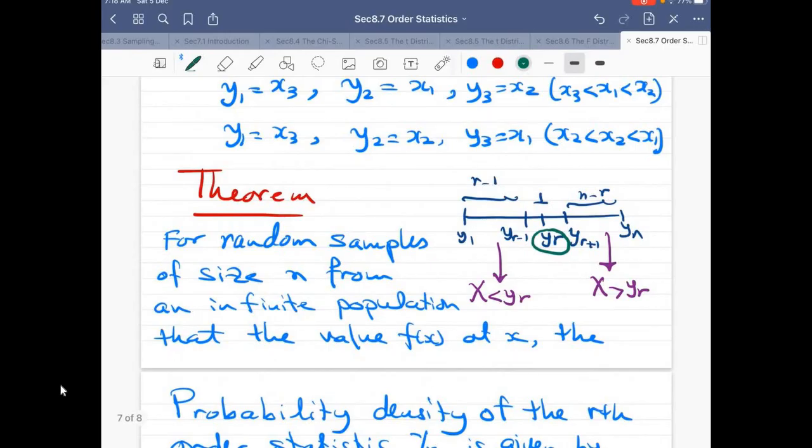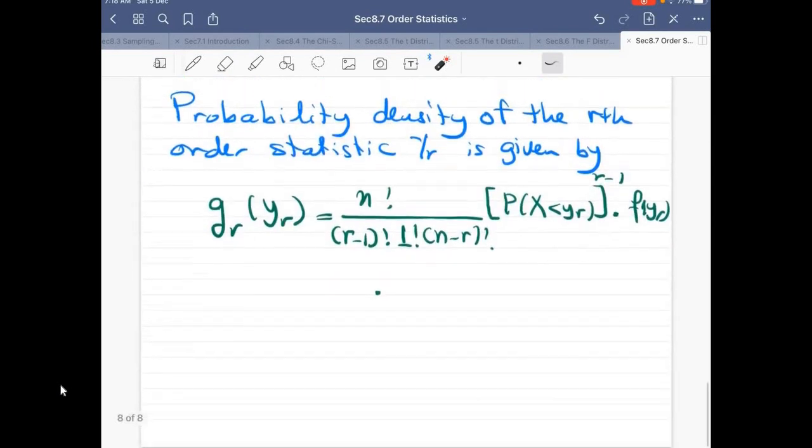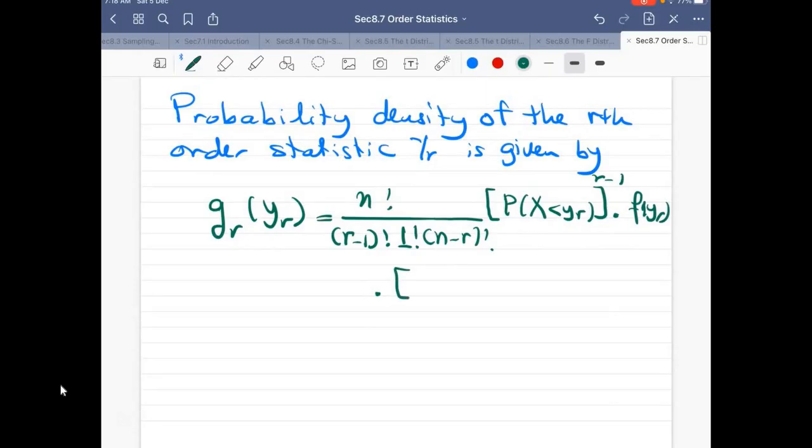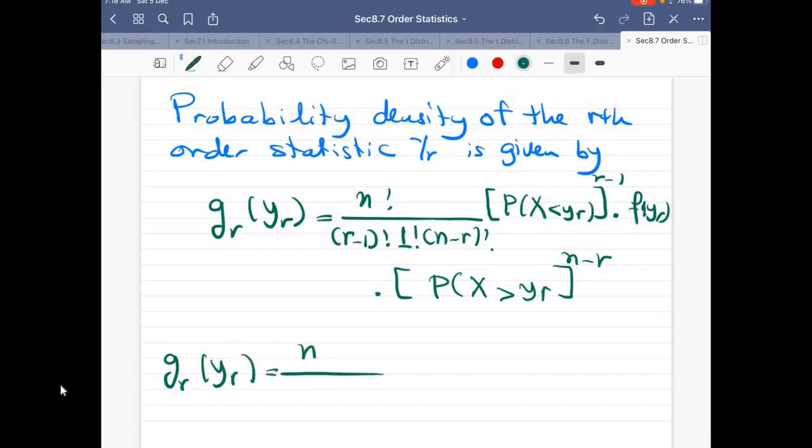Times, for these variables x is greater than y sub r, and how many are they? n minus r. And they are independent. So this will give me a probability of x greater than y sub r to the power n minus r, because they are n minus r and they are independent. So we can simplify it as g sub r of y sub r equals n factorial over r minus 1 factorial into n minus r factorial.